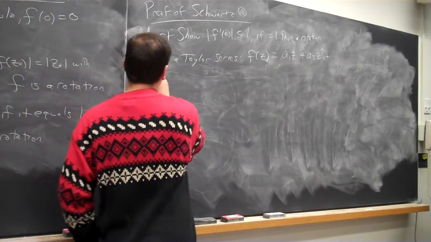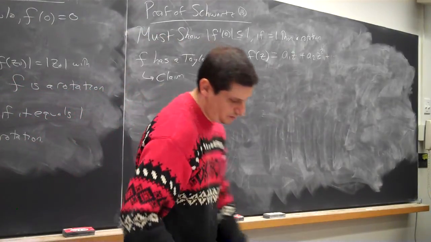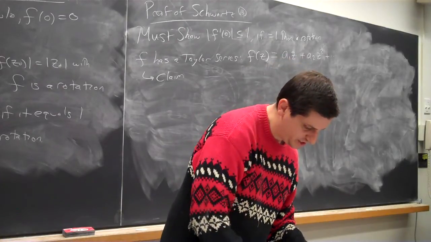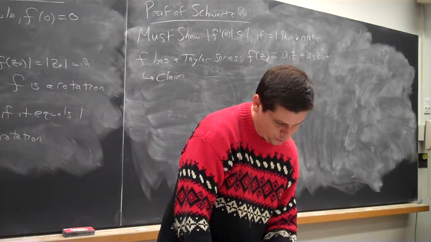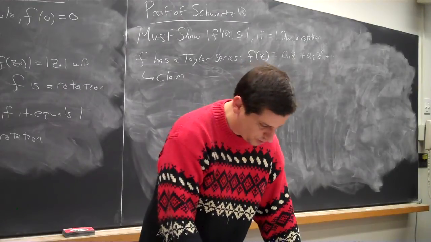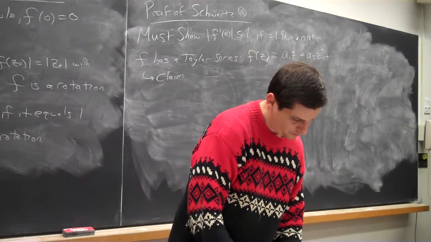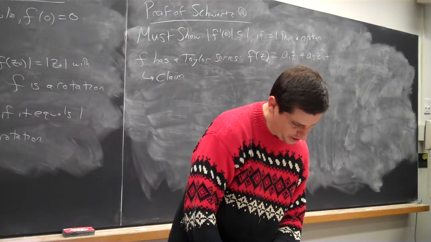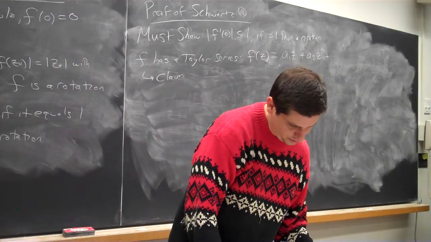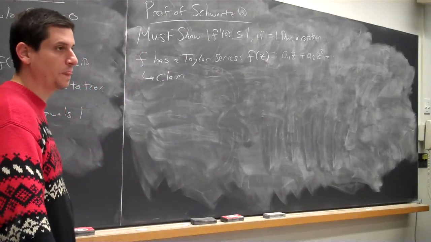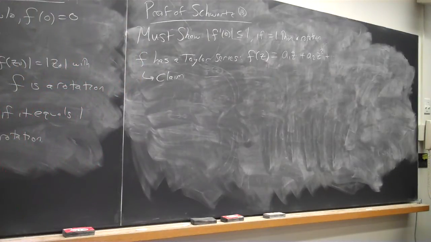Let me just make sure I'm seeing the Schwarz lemma right. In the statement of the Schwarz lemma, can someone check in the book to make sure it doesn't say we want an onto map, that we just want an into map? I just want to make sure I'm not putting in an extra assumption. Yes, so it's just that the absolute value of f prime of 0 is less than or equal to 1. Yeah, you're good.